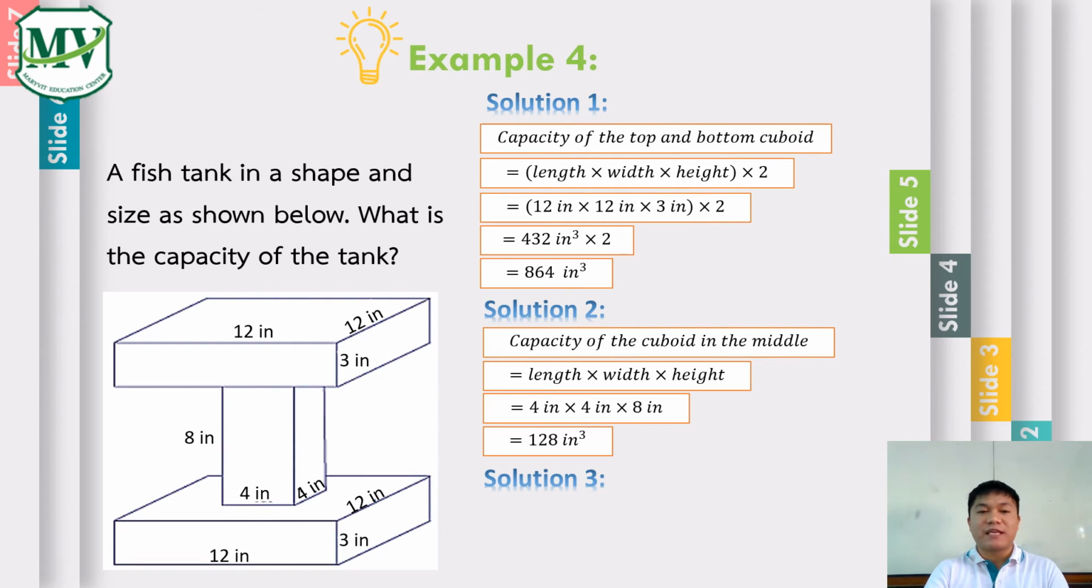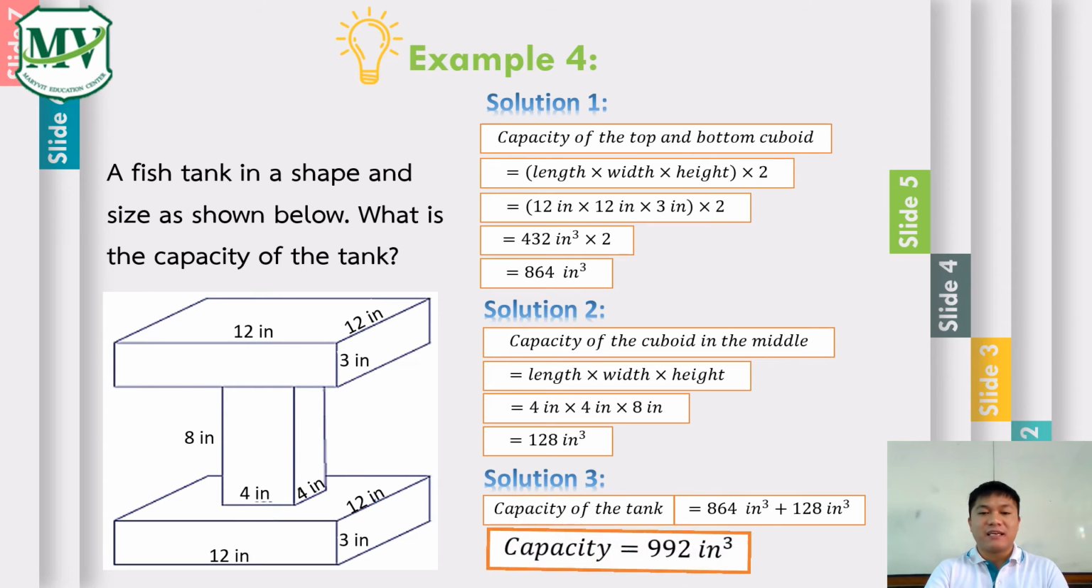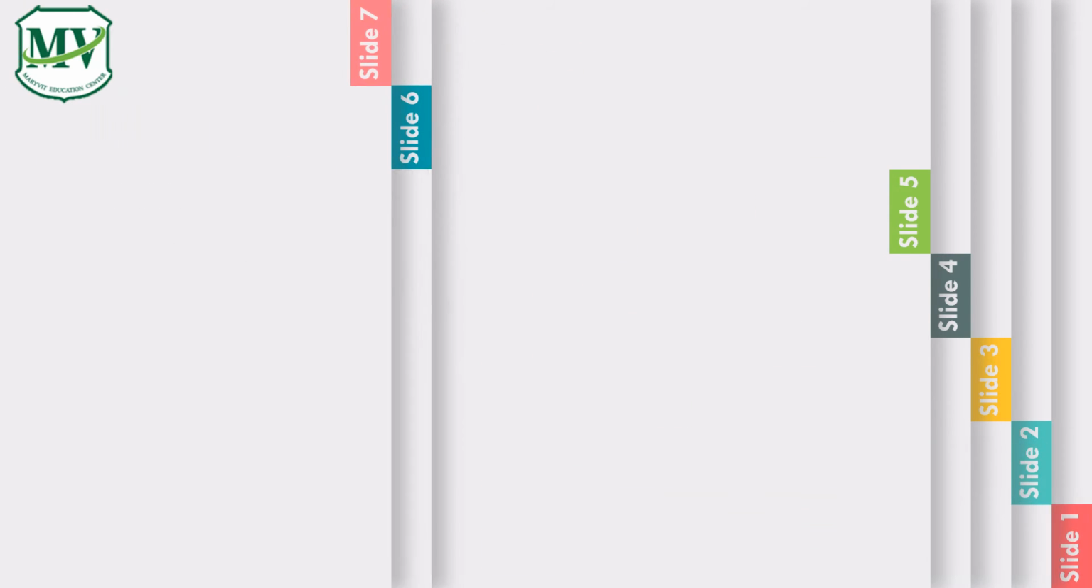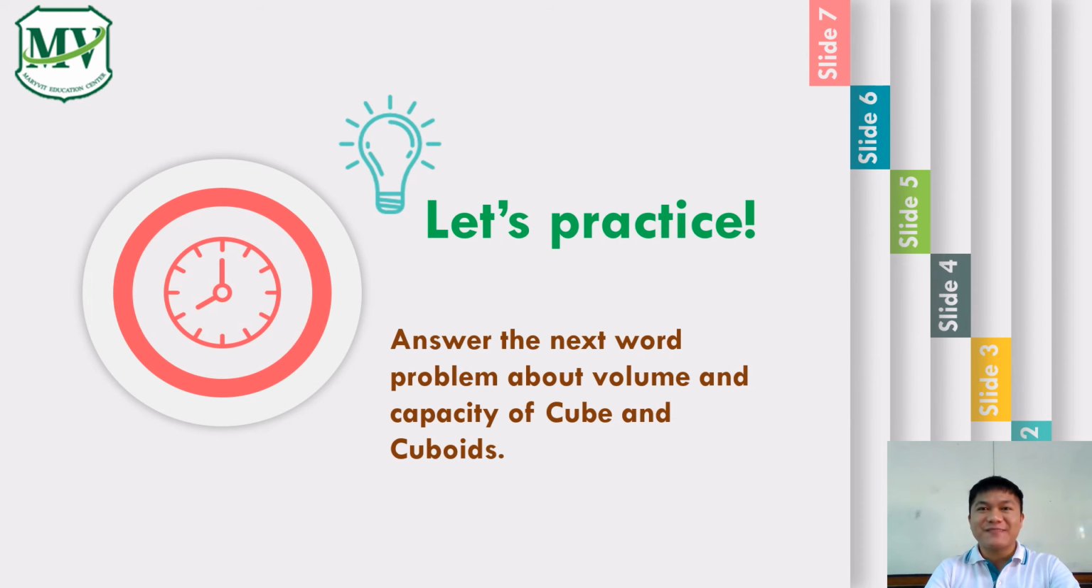Since we are solving for the capacity of the tank, we are going to add 864 cubic inches plus 128 cubic inches. Therefore, the capacity of the whole fish tank is equal to 992 cubic inches. Do you have some questions?